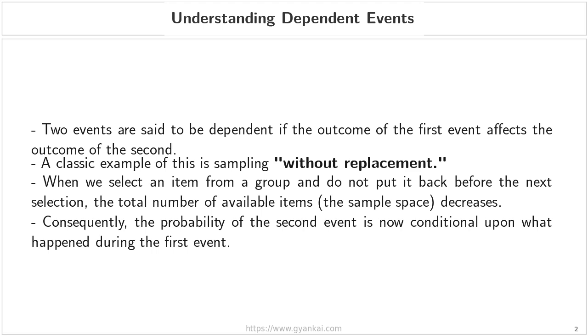Because the sample space has changed, the probability of the second event is no longer the same as it was initially. It is now conditional upon exactly what happened during that first event. This brings us to the specific step-by-step method we will use to solve these types of problems in the next slide.